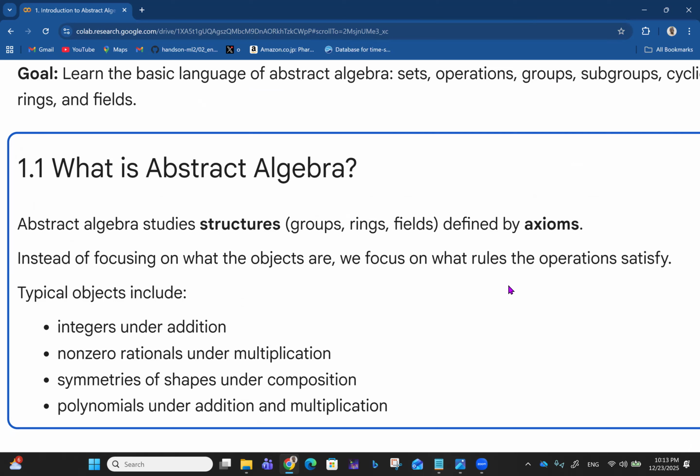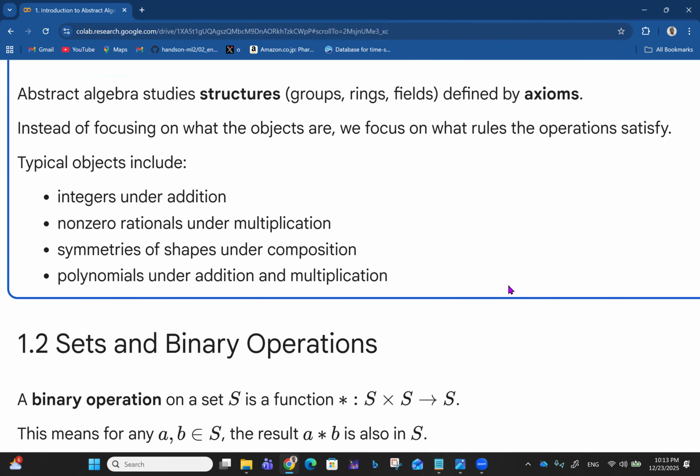Instead of focusing on what the objects are, we focus on what rules the operations satisfy. So we have the objects, right? Then we focus on the rules they satisfy. Typical objects in abstract algebra include integers under addition, non-zero rationals under multiplication, symmetries of shapes under composition, and polynomials under addition and multiplication. We are going to see all of this as we unpack the whole idea of abstract algebra.